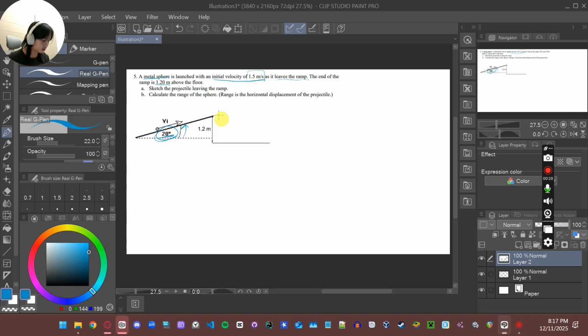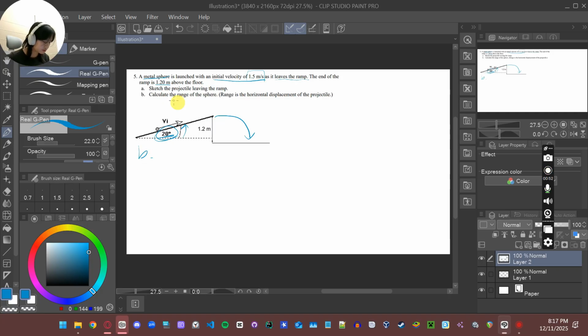So for part A, to sketch the projectile leaving the ramp, we know that this is a projectile motion question, and we know that when the only force acting on this object is gravity, it's going to go down in a down-facing parabola this way.